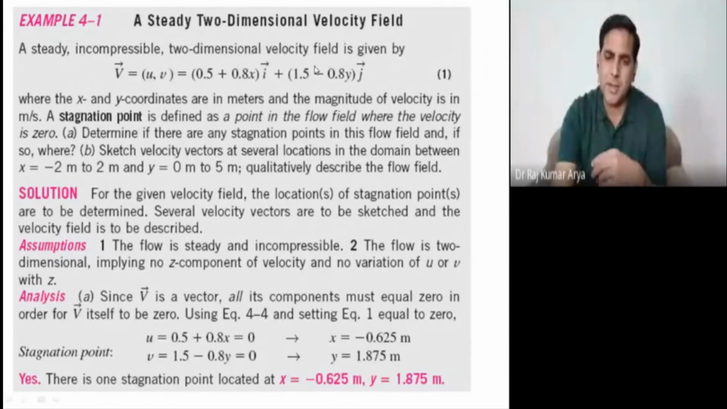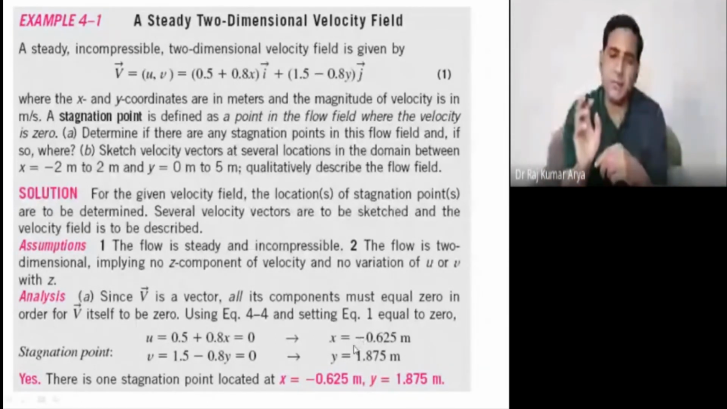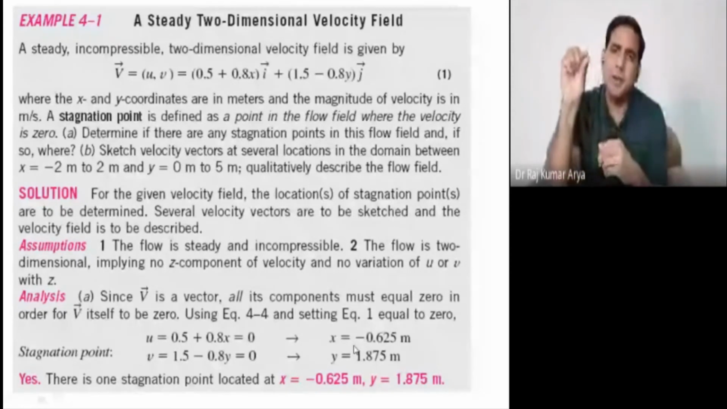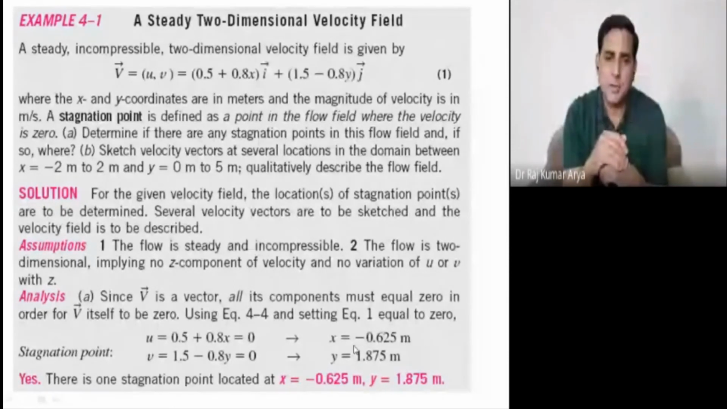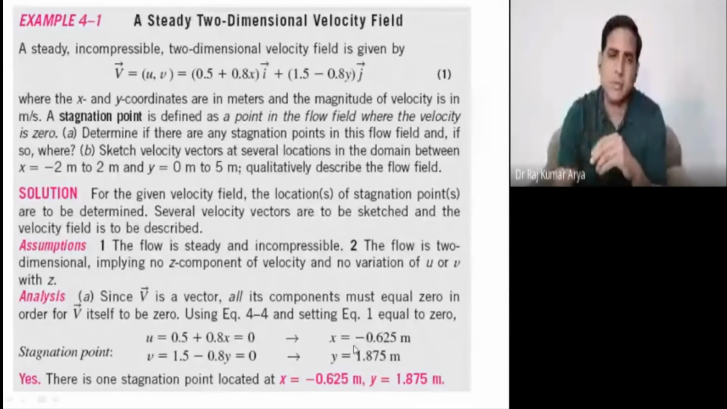So if you satisfy that here, this is your u, 0.5 plus 0.8x, and you are forcing it to be equal to zero. You are calculating the coordinate of x. Then the v component of velocity is 1.5 minus 0.8y equal to 0. So from here you get y equal to 1.875. So these are the coordinates of the flow field, x equal to minus 0.625 and y equal to 1.875, where your velocity is coming to 0. These are the coordinates of that particular point where velocity is 0.